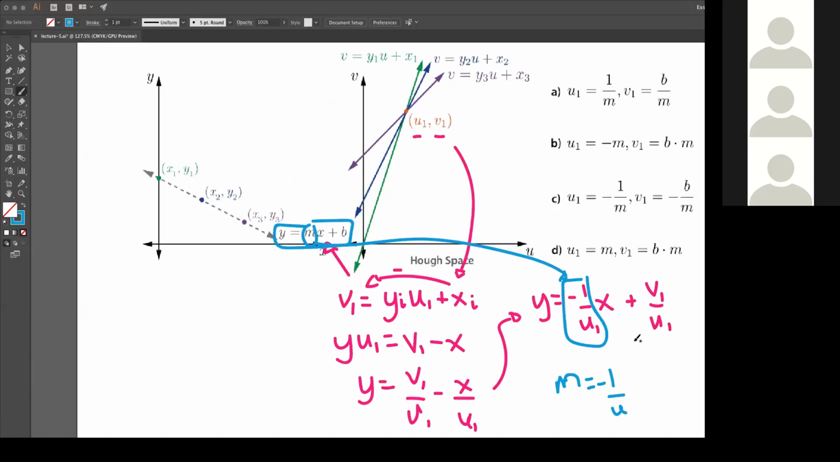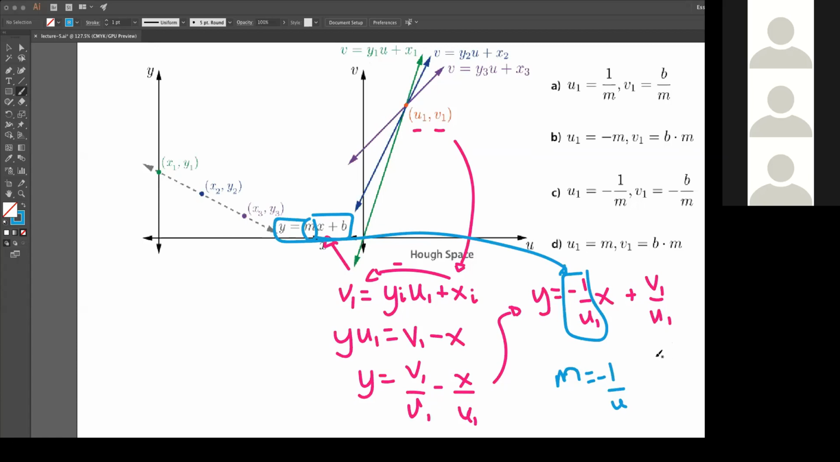Cool. And then the b value, hopefully this makes sense. b is just going to be this term, so b is v1 over u1. If we look at our answers, in the answers I solved for v1, so there's one more step, apologies. Let me get this written down. So b is equal to v1 over u1.